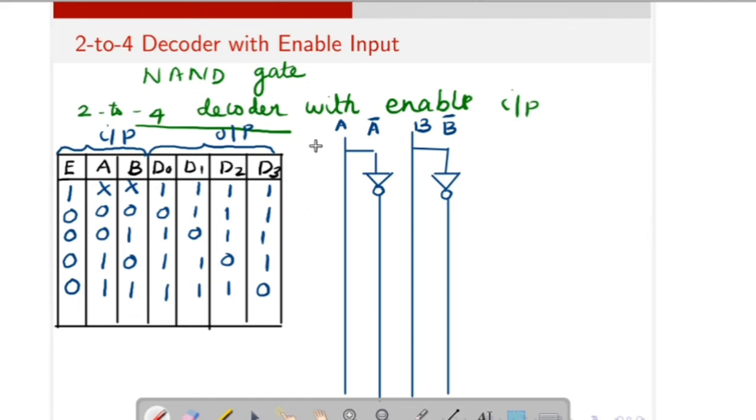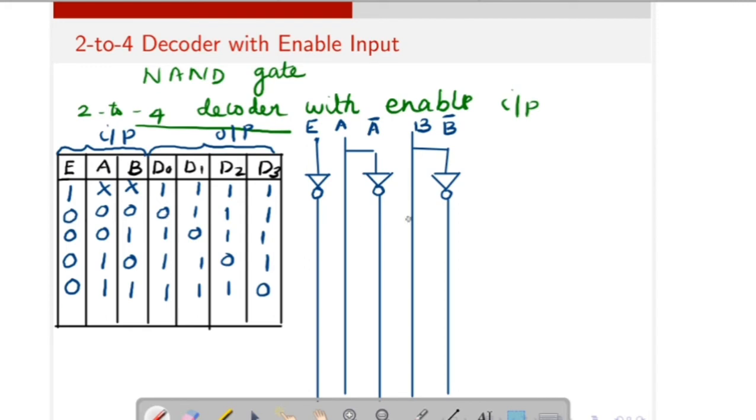Next we can draw the enable input. The enable input is equal to 0 when D0, D1, D2, D3 are equal to 0. So here we complement this enable input. This one is the enable input. We mark it as enable. Okay, so next we can draw the outputs.